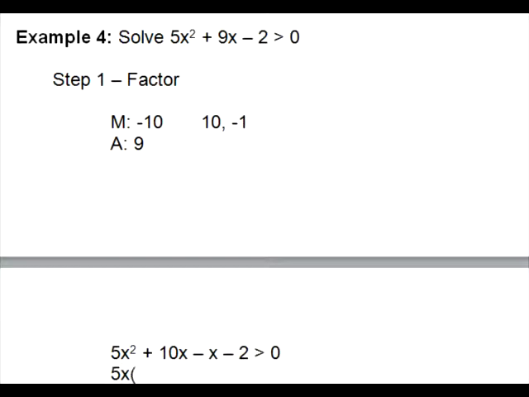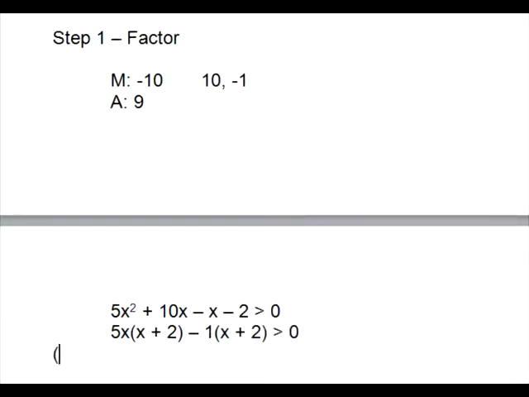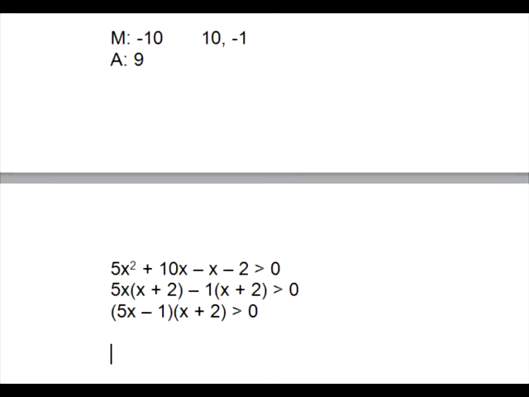Take out a common factor of 5x, and then take out a common factor of negative 1. And you have (5x - 1)(x + 2) is greater than 0. Okay, so things are looking sort of good, but I don't really see what progress we've made here. Well, the progress is that we're going to get our roots in a sec. So my roots are going to be x equals 1/5 and x equals negative 2.